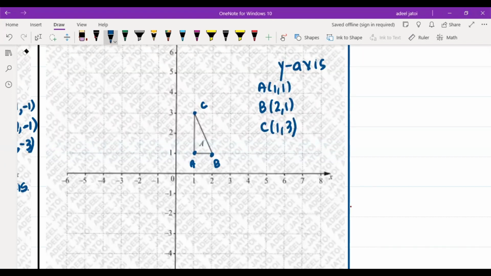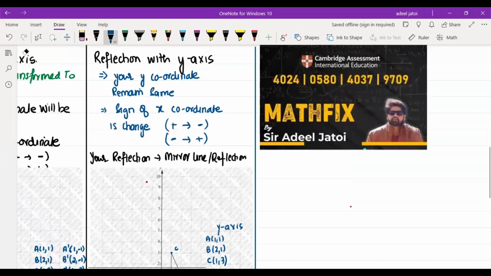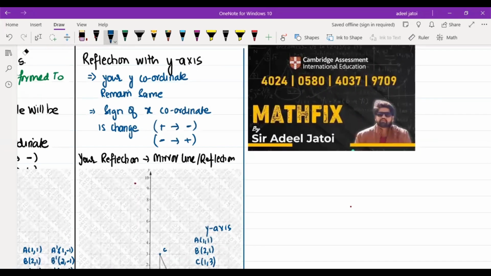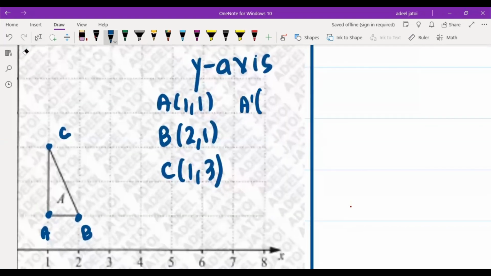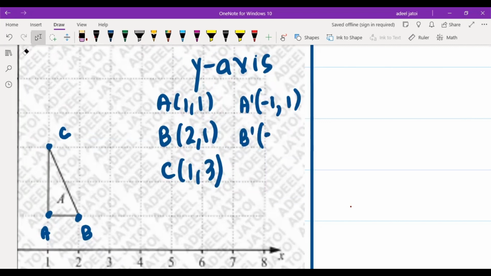If I want to do it directly, we understood that your y coordinate remains the same, but the sign of the x coordinate is changed. So if we write down A dash, your y coordinate will remain the same, but the sign of the x coordinate will change. So it will be (-1, 1). B dash will be (-2, 1), and C dash will be (-1, 3). That means your y coordinates are the same, but the signs of the x are changed.